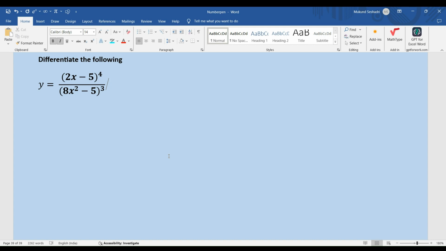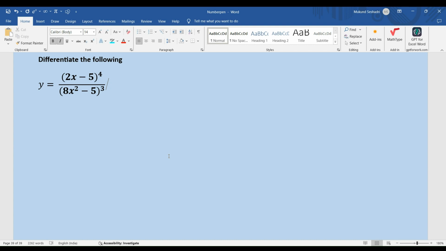Before we write down the quotient rule of differentiation in these problems, what we observe is that my numerator is not a very simple expression whose derivative I can immediately figure out. We earlier saw problems in the quotient rule where your u and v, the numerator and denominator, had derivatives you are quite familiar with, so they could be directly substituted. But in this particular problem, my numerator is (2x minus 5) the whole power 4, and my denominator is (8x square minus 5) the whole power 3.